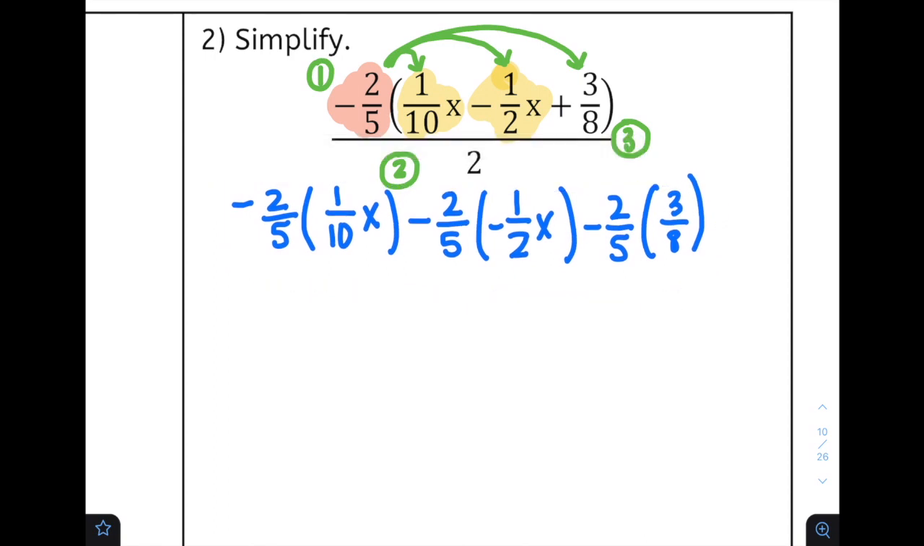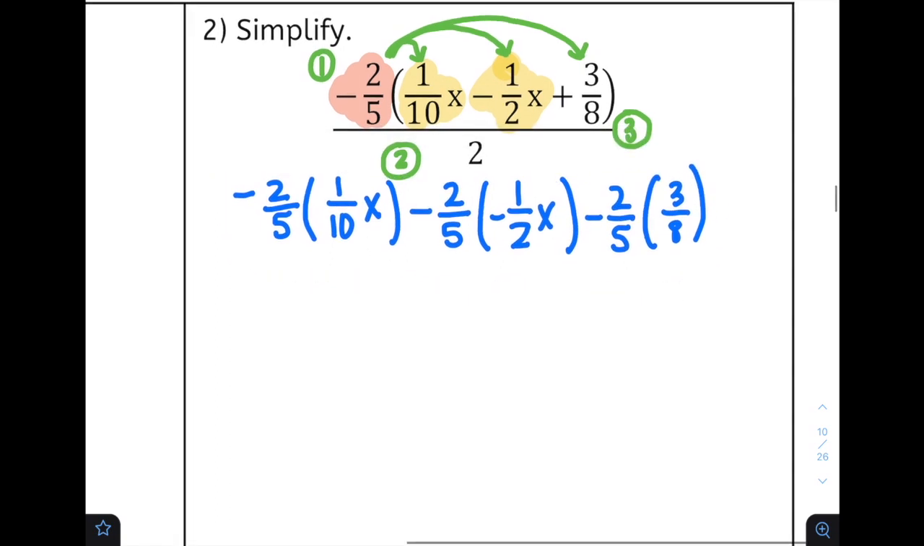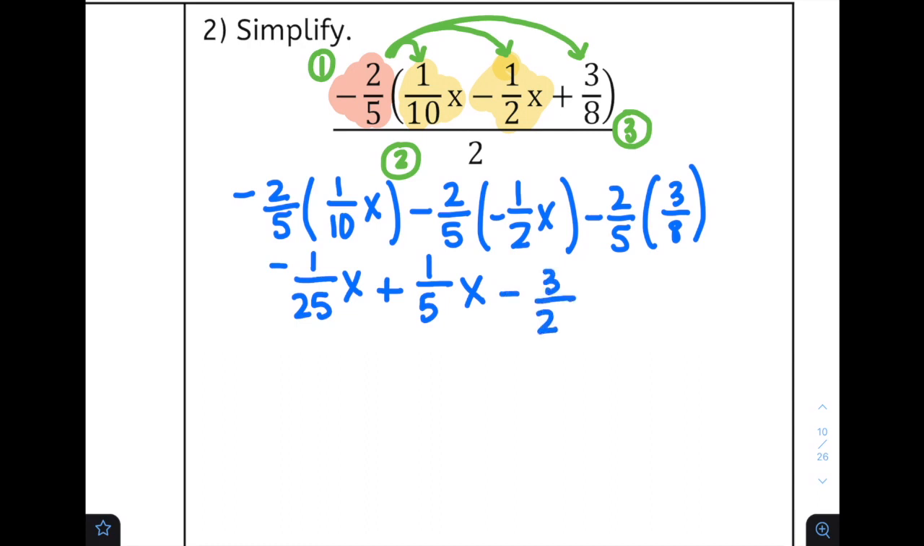Just going to move that up a little bit. Distributing and multiplying. So what I get in my first term, negative 2/5 times 1/10, I'm going to get negative 1/25 when I simplify. I have negative 2/5 times negative 1/2, I'm going to get a positive 1/5 x. Then when I multiply negative 2/5 and 3/8, I'm going to get negative 3/20 when I simplify.